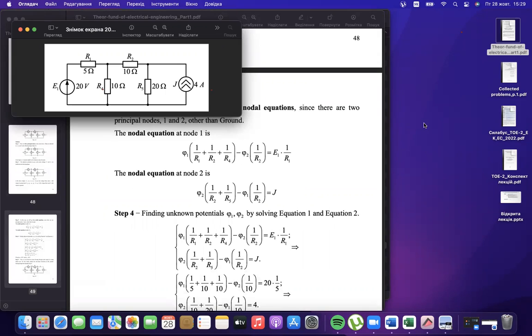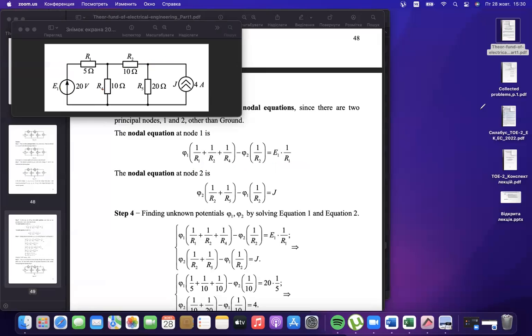For phi1, as we discussed, the self-conductance is connected with 3 branches. Here they are 1, 2, 3. Also minus phi2 and the mutual conductance with phi2 for the potential number 1, and the source that is connected to this phi1.